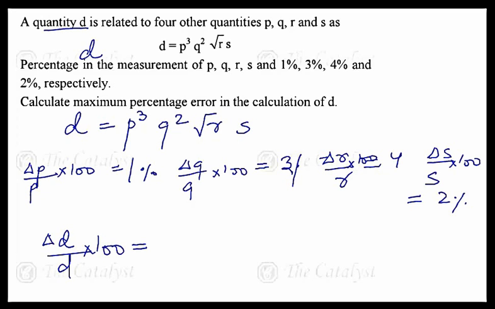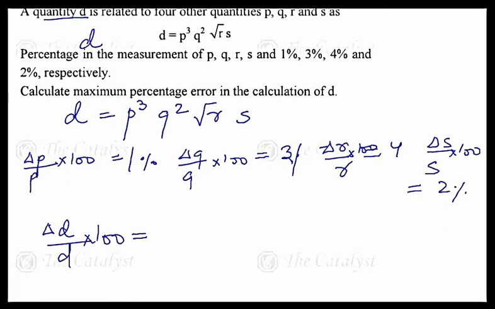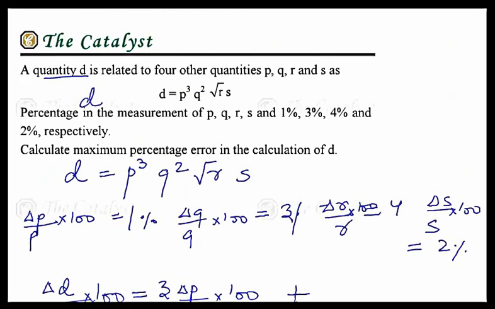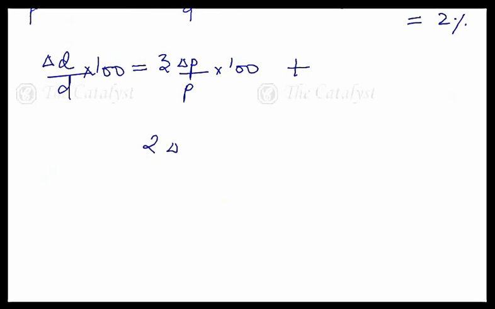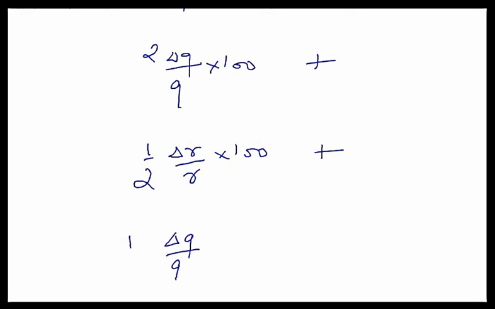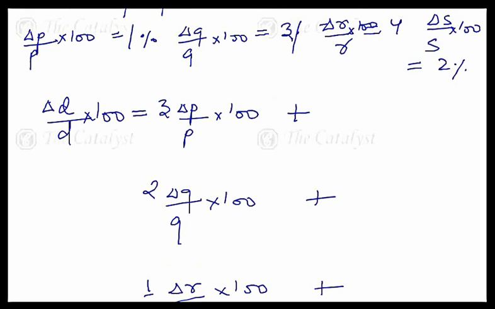Now in this case you have to apply the rule of errors in the exponent form, right. It will become 3 times delta P upon P into 100 plus 2 times delta Q upon Q into 100 plus half times delta R upon R into 100 plus 1 time delta S upon S into 100. Right, now how much is this?